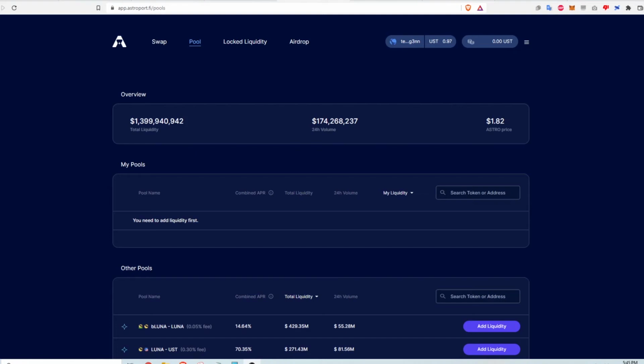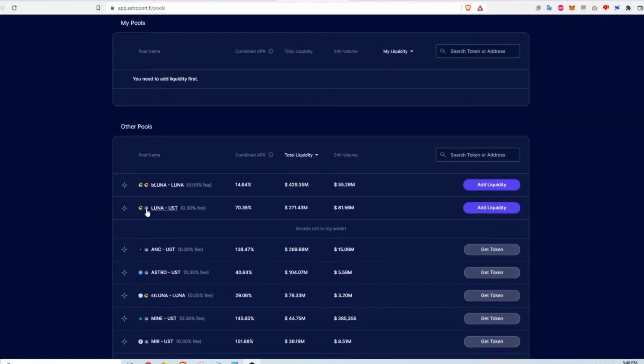Hi, this video will talk about Astroport on the Terra network, and I just want to warn a little bit about the APRs that are showing in the liquidity pools. So if I'm looking at the Luna UST pool, it shows an APR of 70.35% with the pool details here. So the pool APR is 61.65% with the rewards at 8.71%, totaling about 100% APY.